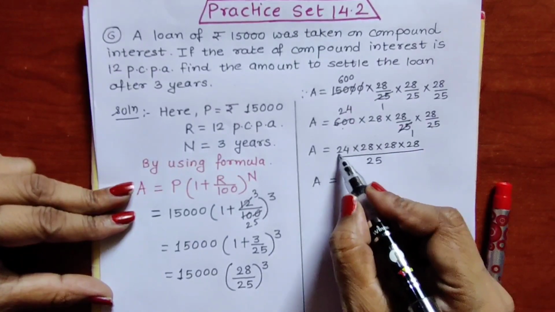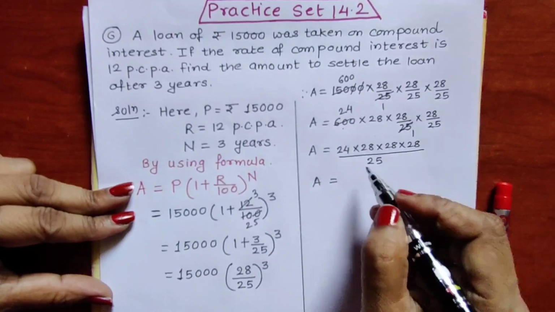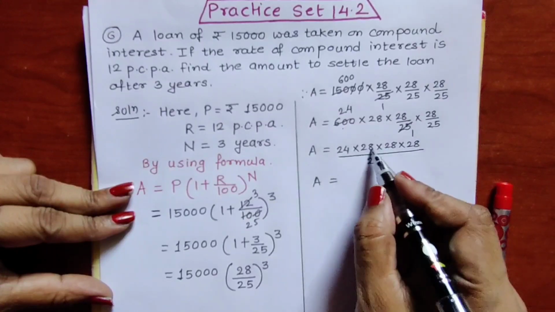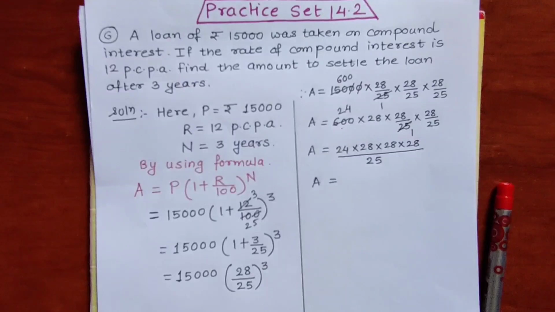So now we have to multiply. We will multiply 24 into 28 and then 28 into 28. We all know the square of 28. First we will multiply 28 into 24. Let us do it on rough page.